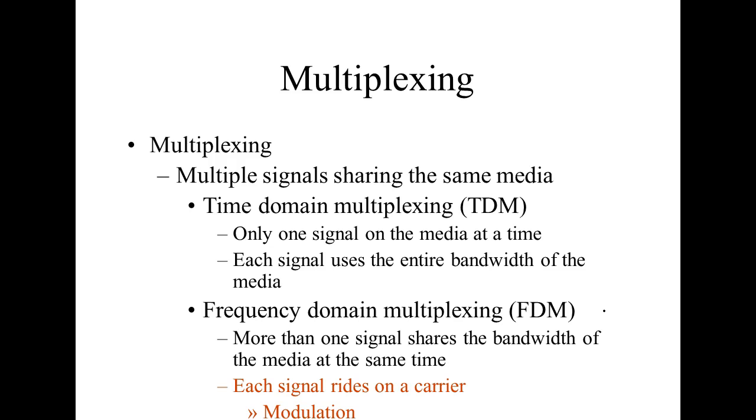So we got two ways. What's nice about time domain multiplexing is that, by George, when you have the media, you get the entire bandwidth of the media. Frequency domain multiplexing, more than one signal shares the what? The bandwidth of the media. Each signal rides on a carrier, which we call modulation. Are we okay? This makes sense. Yes or no?